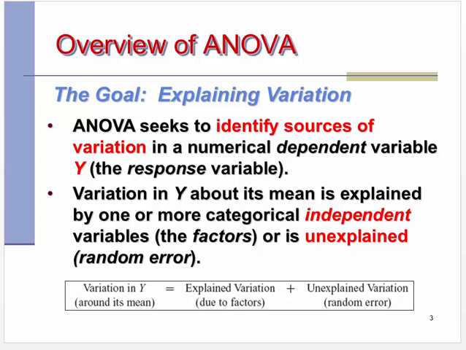That's the random error. So in this equation, you can see the variations in y, the dependent variable, around its mean can be split into two parts. One part is explained, and the other unexplained. The explained part is due to the factors, the independent variables, and the unexplained part is due to random error. There's not much we can do about the random error, but we can use ANOVA to analyze those factors that contributed to the variation.